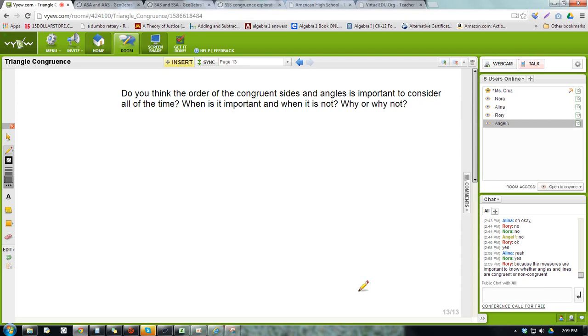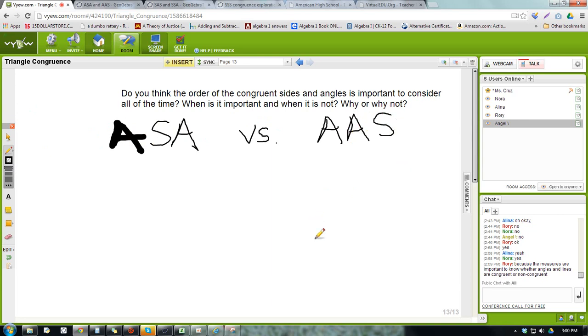Okay, good. Does anybody have something more focused on why the order matters, though? Because the measures are important, I agree with you. But why does it matter? Suppose, this is a really thick pencil, huh? ASA versus AAS. Why do you think the order of the angles and sides is important to prove congruence?